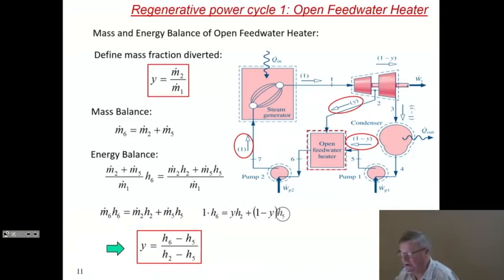This equation can be solved for Y also. Y is H6 minus H5 over H2 minus H5. That is simply the enthalpy balance in the open feed water heater itself. That is the same Y as you have here. So basically, you can derive your M2 over M1 from the values that you can read in your tables for the states 6, 5, and 2.